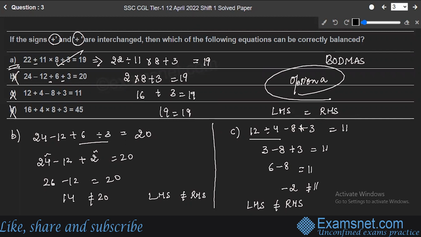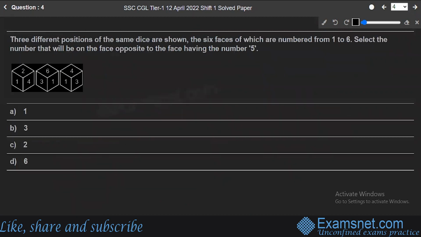Hope you are clear. Next, question number 4. So now in this question, one dice is given to you and the 3 different positions of the same dice are given. The 6 faces of which are numbered from 1 to 6. You have to select the number that will be on the face opposite to the face showing the number 5.